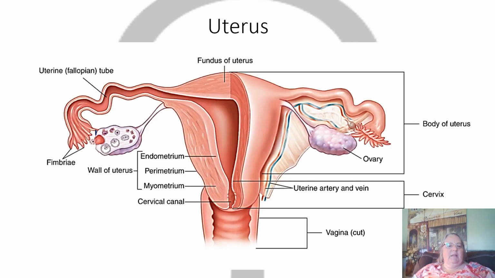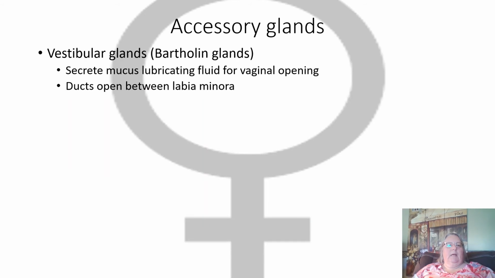See this little space between the ovary and the fallopian tube, and see why there has to be some sort of current to get the ovum into the fallopian tubes. Accessory glands. The vestibular gland, you will usually hear this called the Bartholin gland. It secretes a mucus lubricating fluid for the vagina opening, and the ducts open between the labia minora.